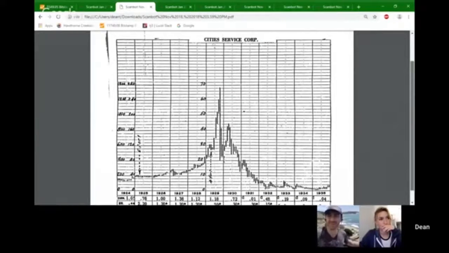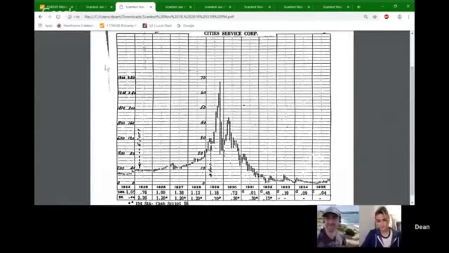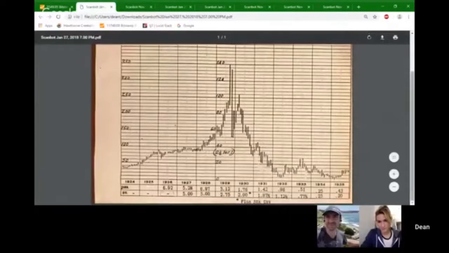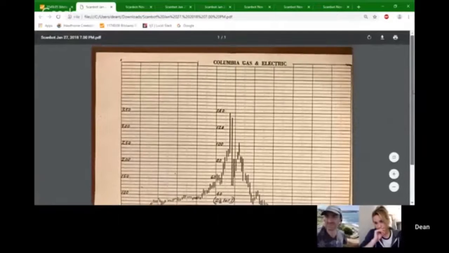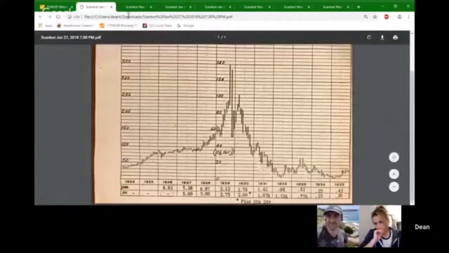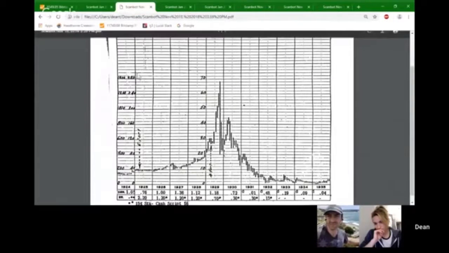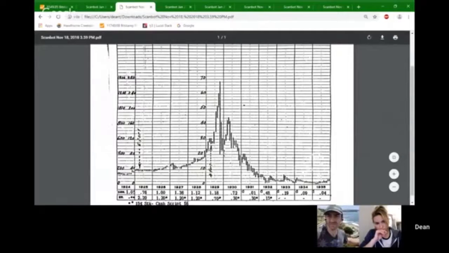So this is City Service. Looks very, very similar to what we just looked at, which was Columbia Gas and Electric. It's almost impossible to tell the difference except the prices over on the sides. But the movement is exactly the same: 1, 2, 3, 4, 5, 6, 7, back below phase 1. And this one also went for 1, 2, 3, 4 years before it could do anything. Now look at this one.